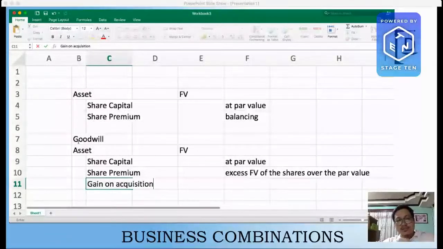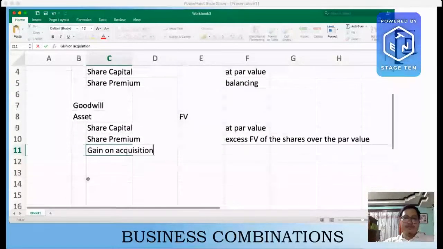But no transaction should result in both goodwill and gain on acquisition, class. Goodwill and gain on acquisition are alternatives, depending on which one is greater, the fair value or the consideration. If it's the consideration that is greater, then you will have goodwill. If it's the fair value that is greater, then you will have gain. Let me write that down.